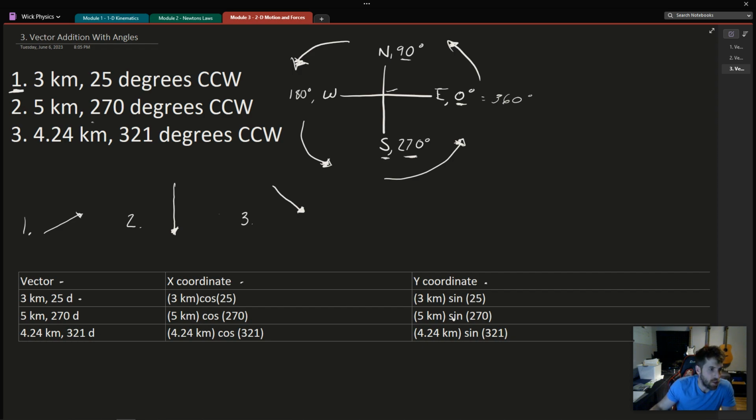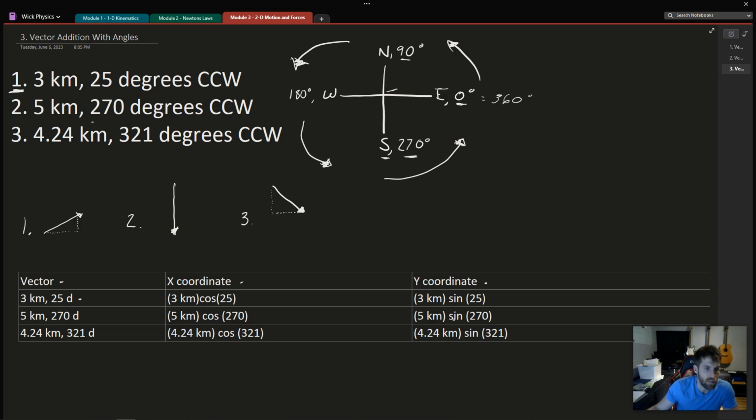Now, each of these has a component that is going to mimic its direction. So this first arrow actually goes north of east. So we have an eastern bound line and a northern bound line like that. Our second one is really just south, so we don't really need to do any triangulation there. Our third one is going to be south of east.